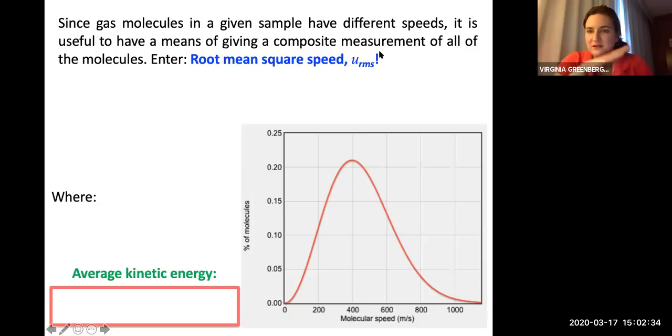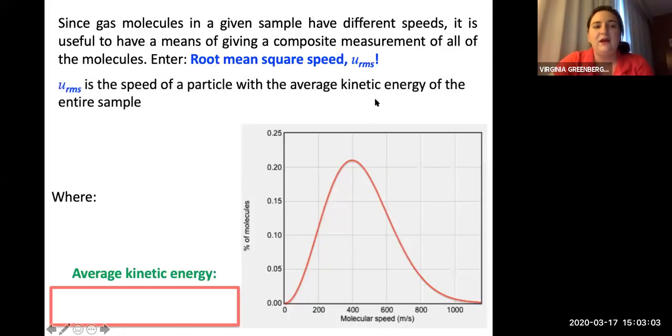So we have this distribution of speeds that molecules can occupy. And so oftentimes what we talk about is kind of a fancy way to do the average of those speeds, and that's what we call the root mean square speed. The words root mean square usually describe a fancy way to do an average. So we have our fancy average speed, which we denote with u_rms, and that's going to correspond to the speed of a particle with the average kinetic energy of the entire sample.